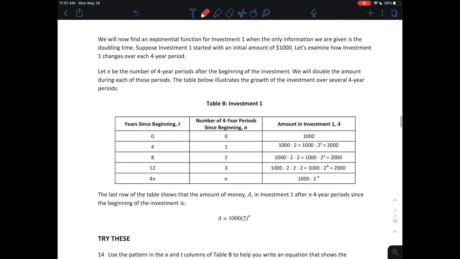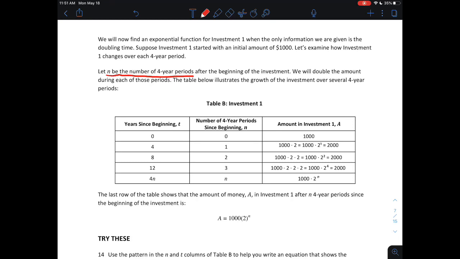We will now find an exponential function for investment 1 when the only information we are given is the doubling time. Suppose investment 1 started with an initial amount of $1,000. Let's examine how investment 1 changes over a 4-year period. So first of all, let n be the number of 4-year periods. Pay attention to that. N is the number of 4-year periods. After the beginning of the investment, we will double the amount during each of those periods. The table below illustrates the growth of the investment over several 4-year periods.